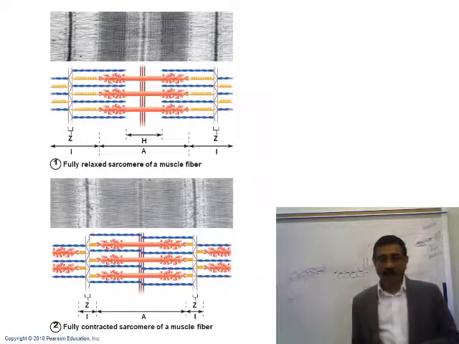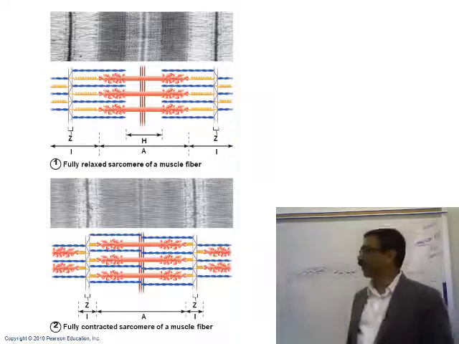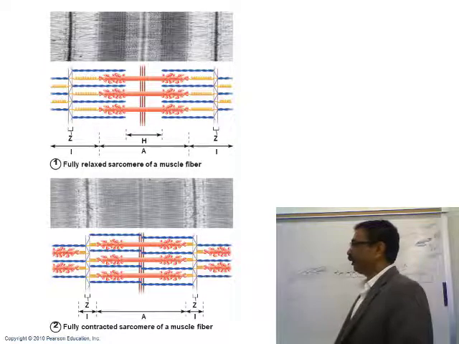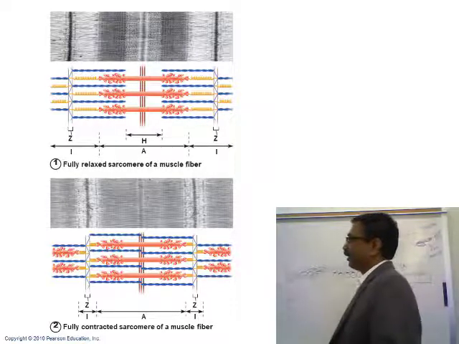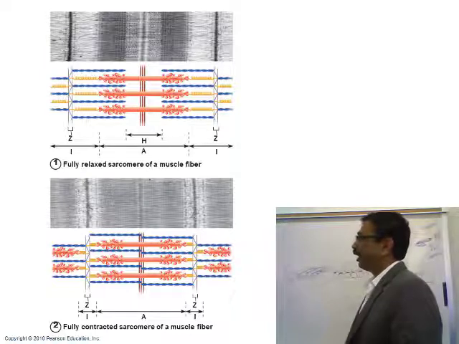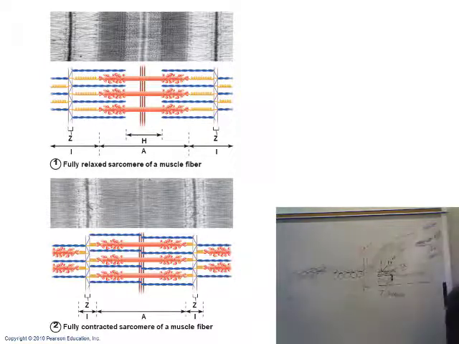Now, in the bottom picture, you see that the actin, the thin filaments, got very close to each other from both sides. Almost no space is left between two thin filaments because this is the contractile condition. But in the relaxed condition, you see the space between thin filaments.